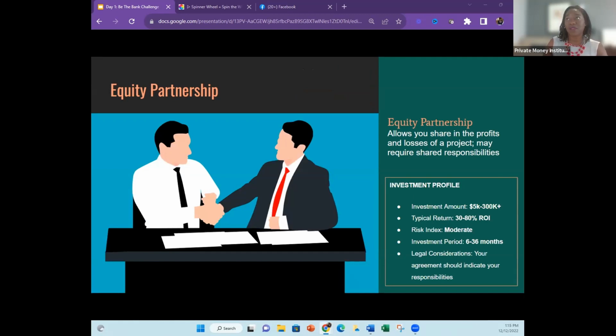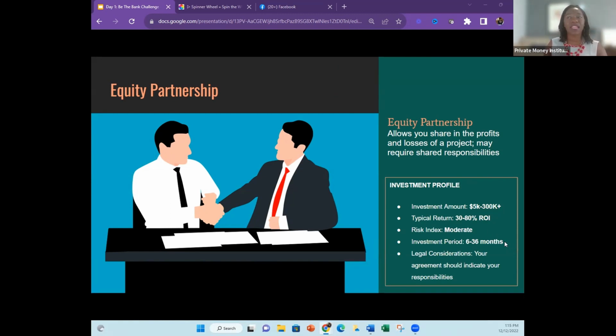So the investment amount, again, could very well span the gamut. We typically see $20,000 to $40,000 as a standard investment amount, but it can be anywhere between $500 and $300,000. Typical returns are somewhere between 30 and 80% ROI. If you're not planning for returns at that price point, it's probably not worth the risk. You're probably better off having a safer asset with a note or a loan on that property. The risk index is moderate to high, I would say.